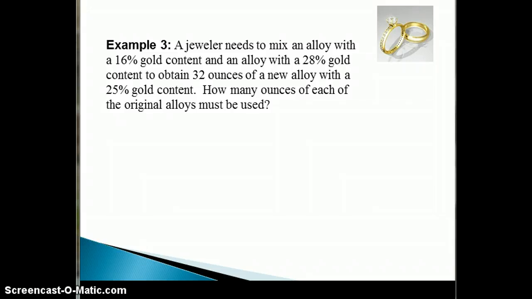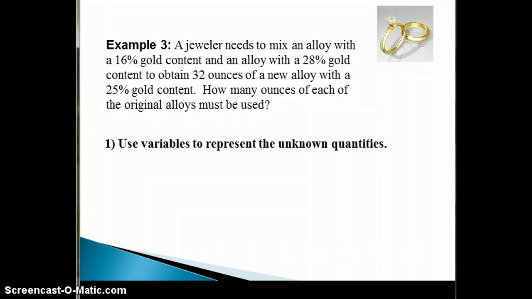For this example 3, it reads, a jeweler needs to mix an alloy with 16% gold content with an alloy with a 28% gold content to obtain 32 ounces of a new alloy with a 25% gold content. How many ounces of each of the original alloys must be used?